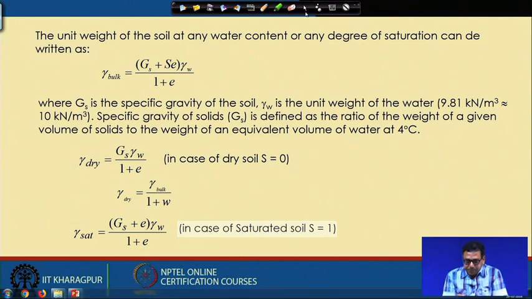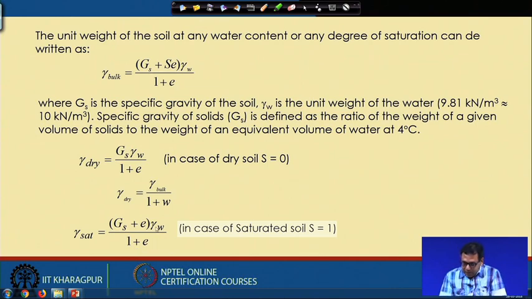Next one is that if the soil is dry, then our degree of saturation is 0. If I put S equal to 0, then the equation becomes G s gamma W divided by 1 plus E, and we can also write this gamma dry in terms of gamma bulk divided by 1 plus water content. If the degree of saturation is equal to 1, or 100%, in terms of value it is 1, then I can write (G s plus E) divided by 1 plus E into gamma W.